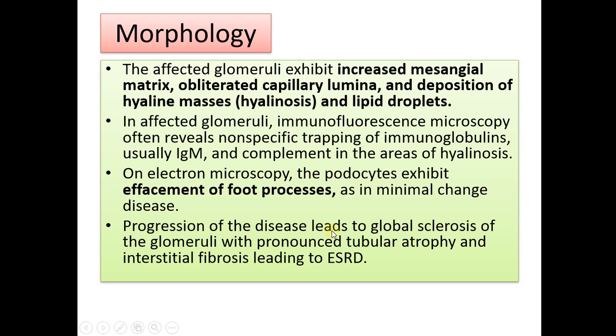Ultimately, progression of the disease will lead to global sclerosis of the glomeruli, which will lead to pronounced tubular atrophy and fibrosis in the kidney interstitium, leading to interstitial fibrosis, and the outcome will be end-stage renal disease.